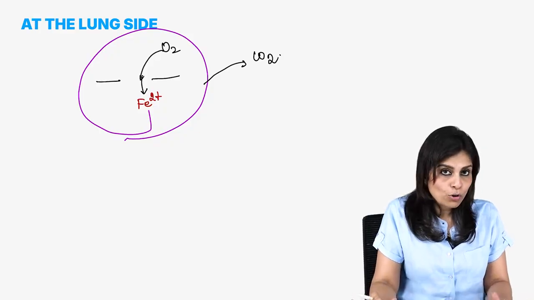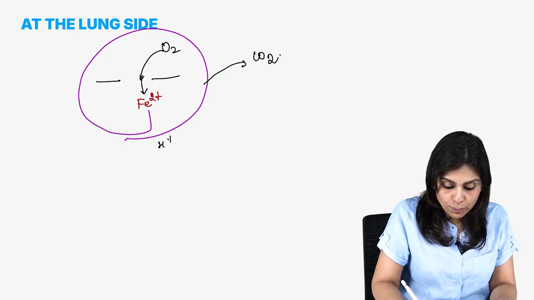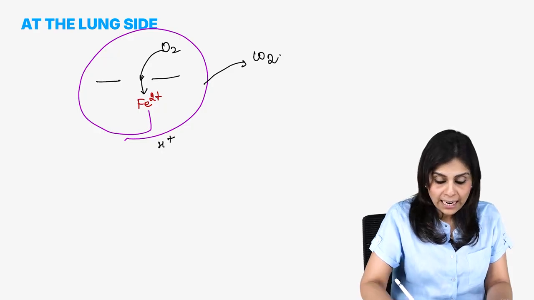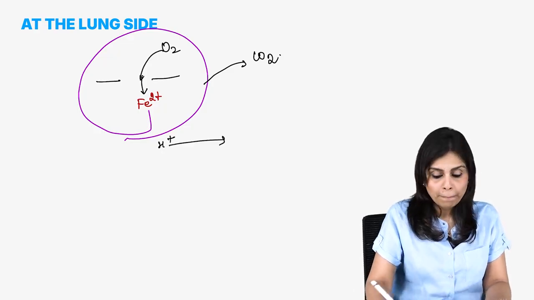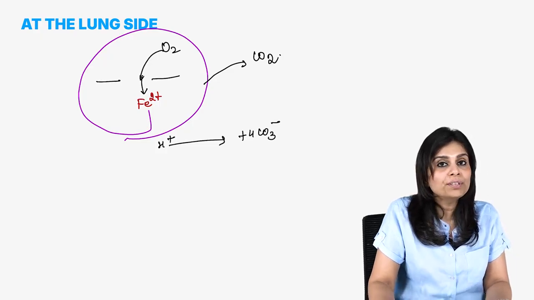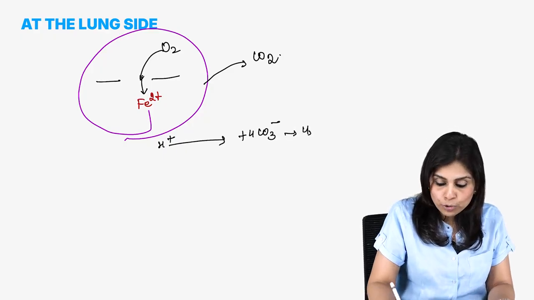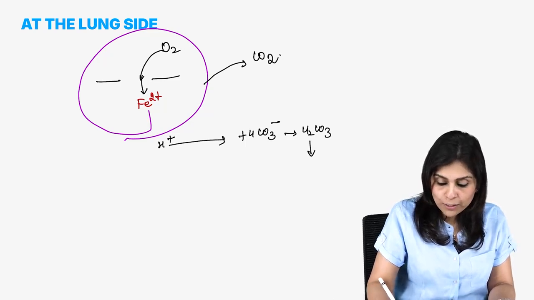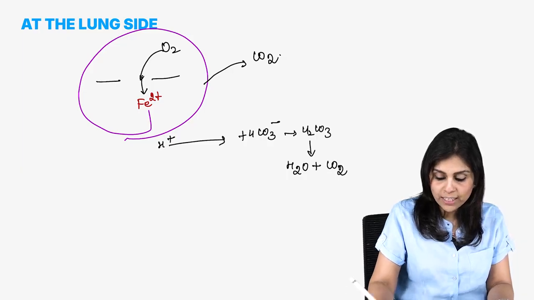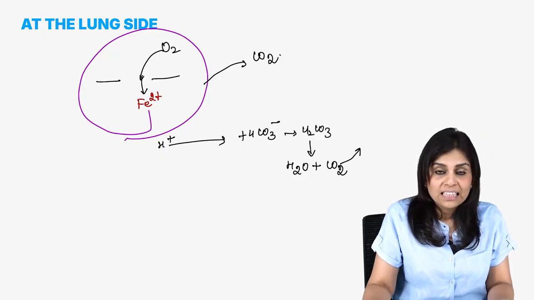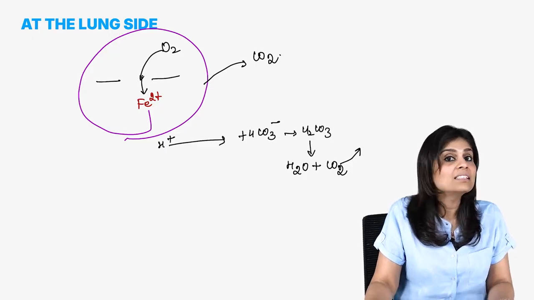Not only carbamino compounds, even the histidine H plus would have gotten involved in some salt bridge formation. That H plus also comes out. This H plus reacts with bicarbonate, which was so far transported in plasma, to form H2CO3. That H2CO3, in the presence of carbonic anhydrase, becomes water and carbon dioxide, and this carbon dioxide will be exhaled out. This is what is happening in the lung side.